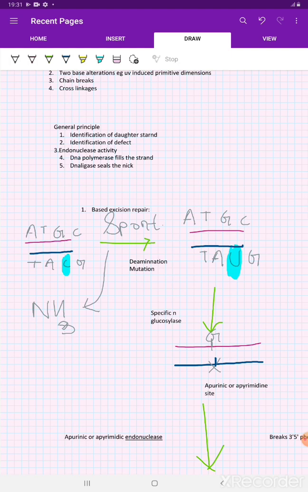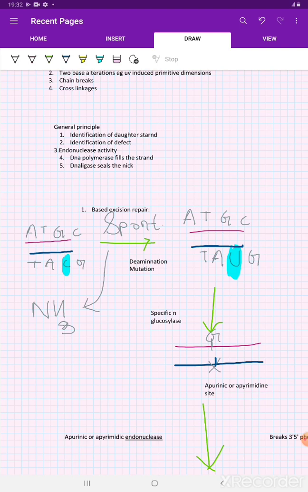Okay, so there are different methods of DNA repair based on what is the alteration that has occurred. But the general principle of all these methods of DNA repair remains the same. First we have to identify the daughter strand. So we all know, as a result of replication, each daughter DNA will have one parent strand and a daughter strand. So if the above mentioned errors occur, they would only occur in the daughter strands.